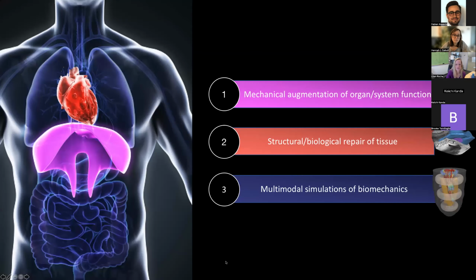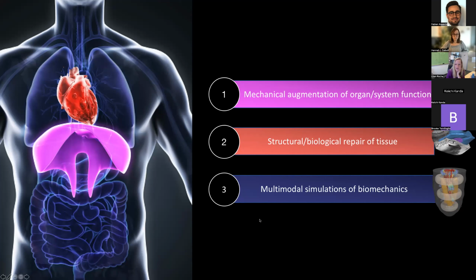Broadly, my research can be divided into 3 strands. The first is mechanical augmentation of organ or system function. We have some tools that can augment cardiac function and also recently augment diaphragmatic function. I won't spend too long in that area today. I'm going to focus on strands 2 and 3. Strand 2 is more local, structural or biological repair of tissue. Again, I'll focus on the heart today, where we use devices to locally deliver therapy to the heart.